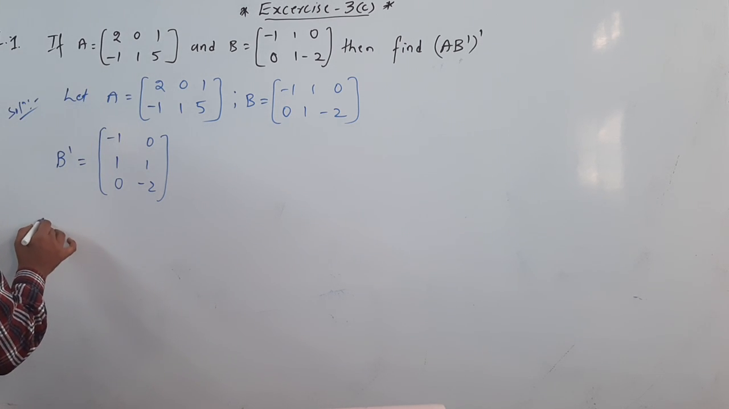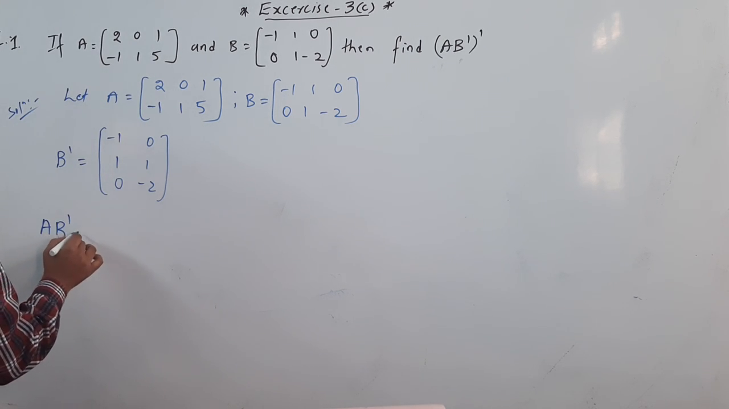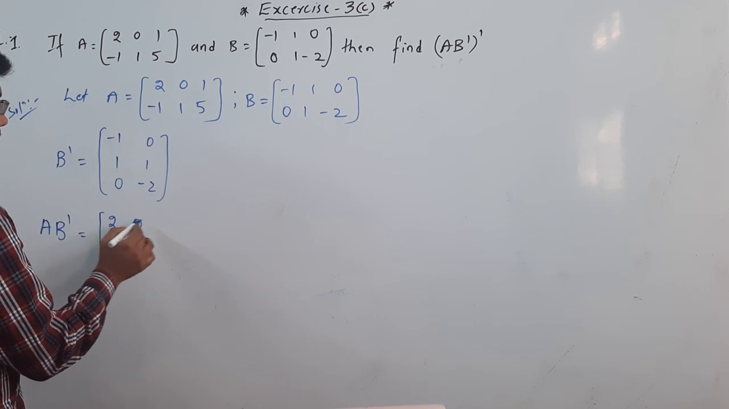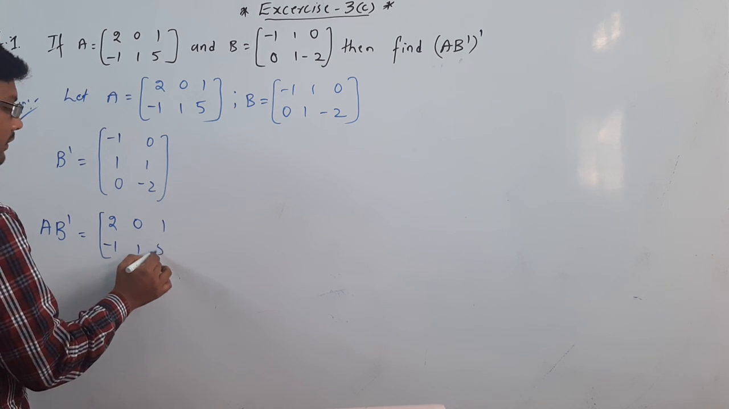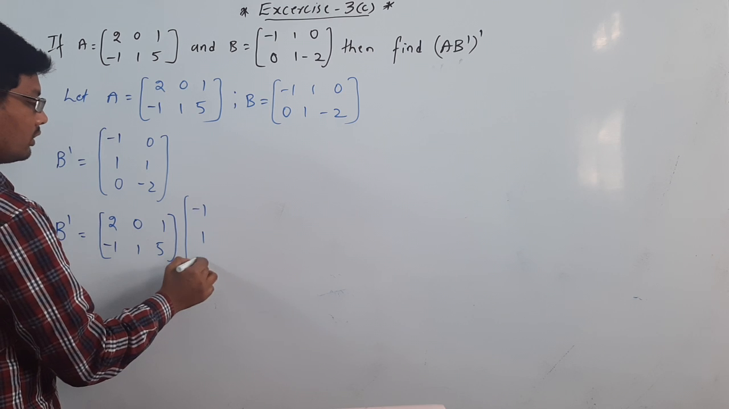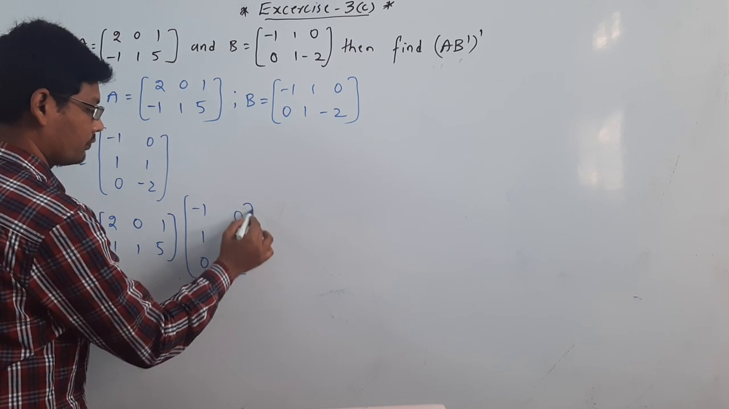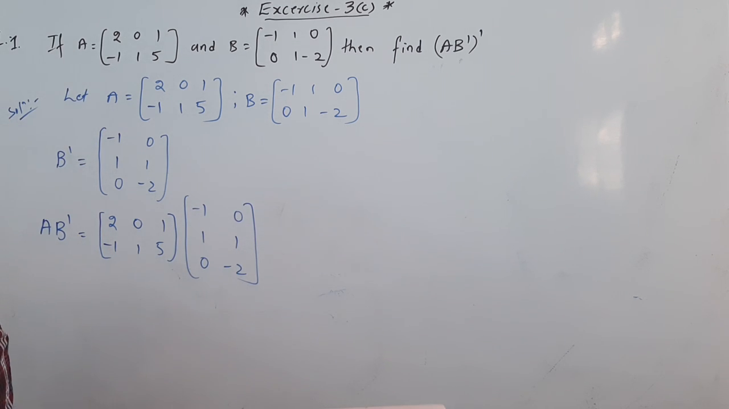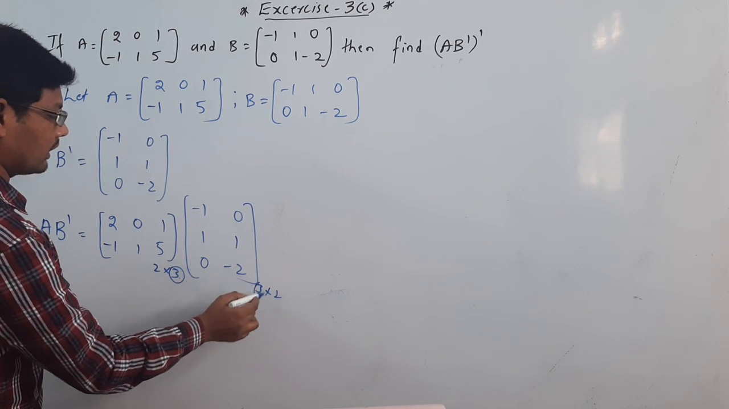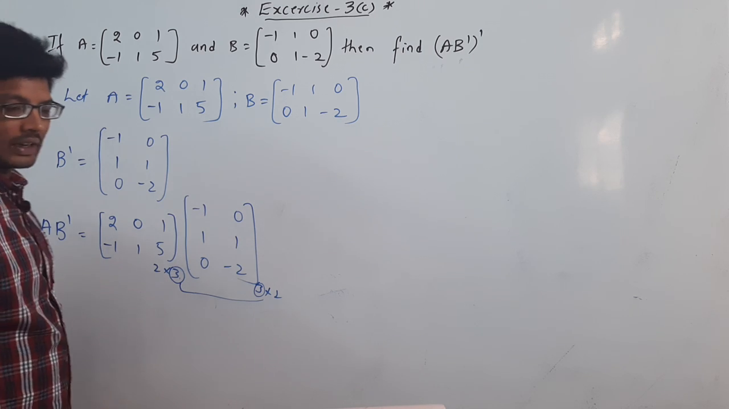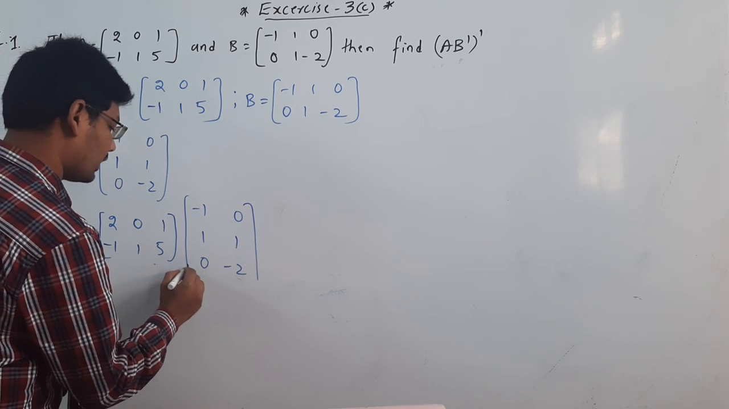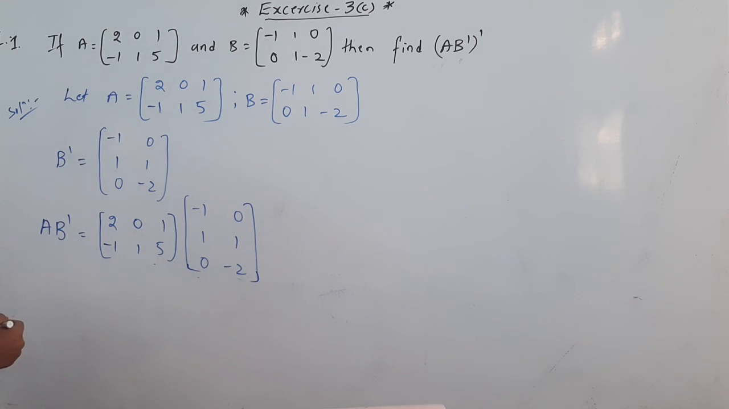A into B transpose here. Let's write the A matrix 2 0 1 minus 1 1 5, and multiplication of B transpose 1 1 0 0 1 minus 2. Here the multiplication is possible. Why? Because here 2 by 3 and 3 by 2, the 3 will match here. The final output matrix is a 2 by 2 matrix and the product is possible here, and I am multiplying here.